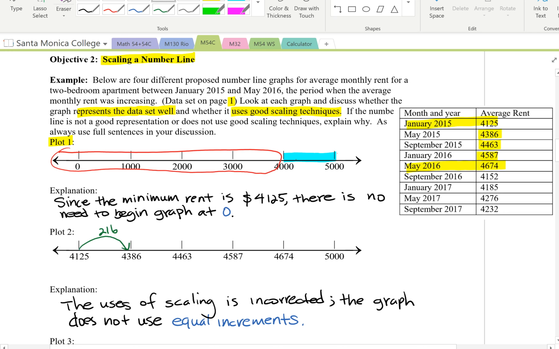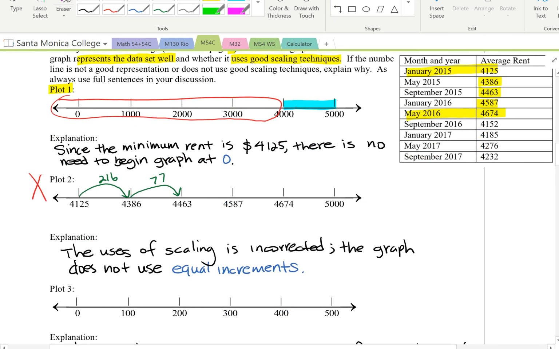Okay, and then from the 4,386 to 4,463 is an increment of 77. Now notice that it's not using equal increment here. So this number line is incorrect. It used incorrect increment. The increment here is not equal each time. So when you draw a number line, it's important that from one tick mark to the next, you use equal increment. So this is a really bad number line. Its use of scaling is incorrect.